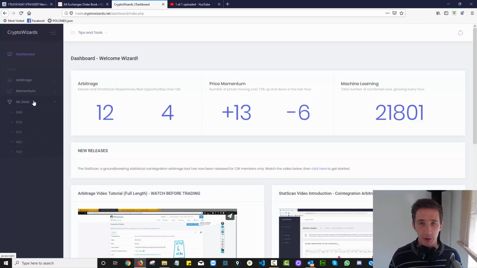You don't have to pay 500 euros. You don't have to pay 20,000 euros or whatever, because we've just taken a select few coins. We've taken 5 coins: Ethereum, EOS, BNB, NEO, and PoE.